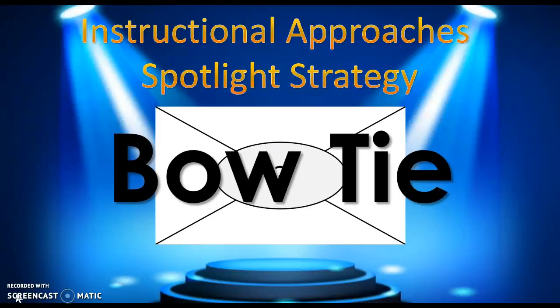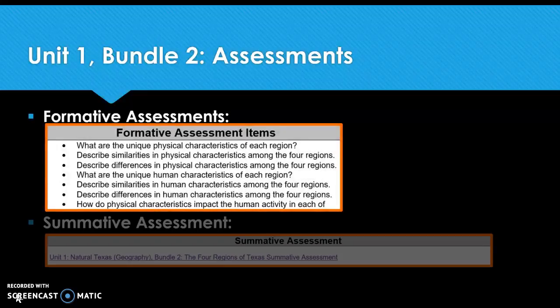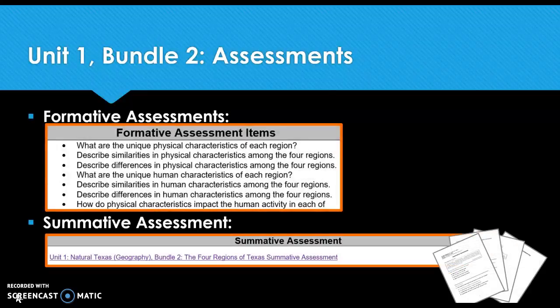The bow tie activity allows your students opportunities to read, write, and talk about social studies content. Students record their learning about a part of a topic and then share with others in their group. Then, they discuss their learning and consider a central question. For more information about how to use the bow tie strategy, click on the link within a bow tie lesson or go to the instructional tools page in the social studies section of Curriculum Central. Bundle 2 formative and summative assessments are also ready to use as part of the IFD.